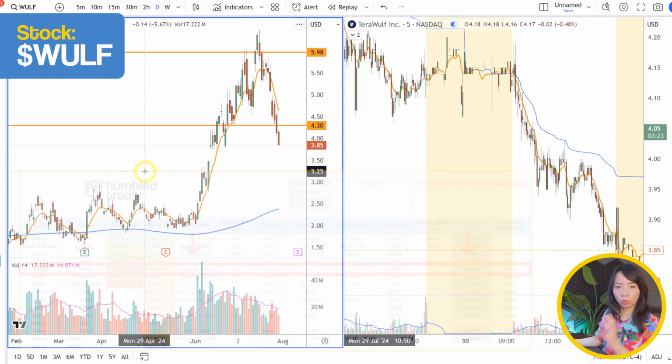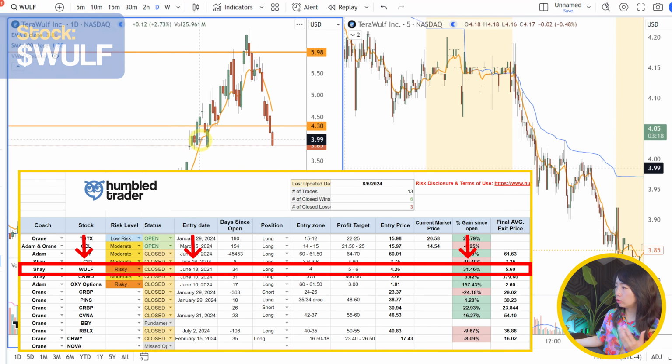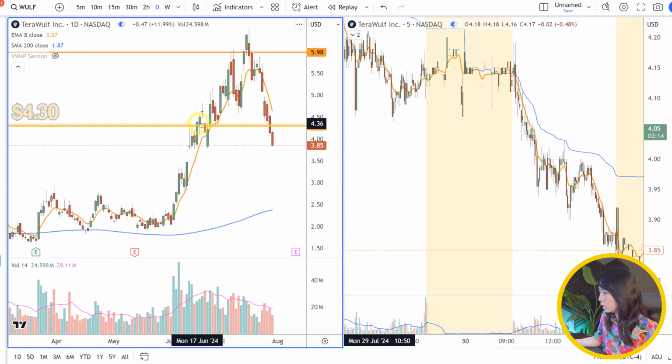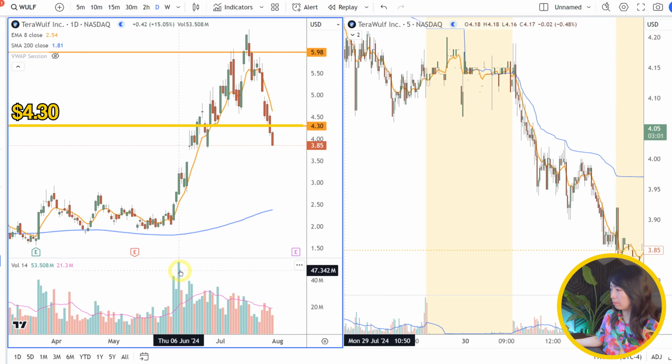Another example here is Wolf. This is one of my past swing trades from late June that I took with my community members. We took around 430s over here, and you can see this is after the stock had gapped up with some really impressive volume. Of course, the moving average now is today's data, but back then, that was the highest it's ever been in a while.